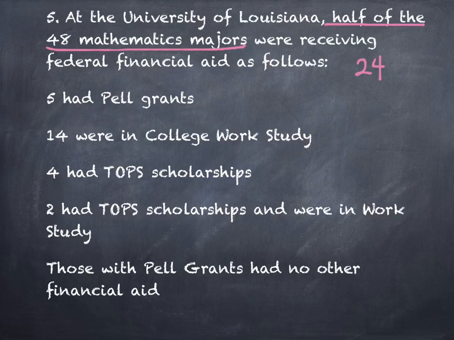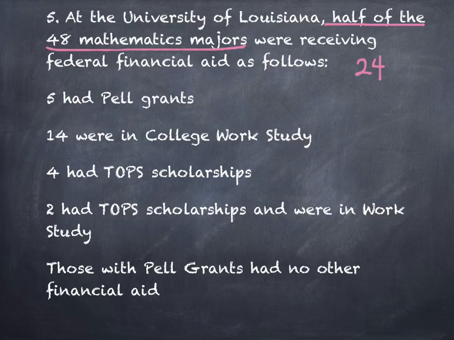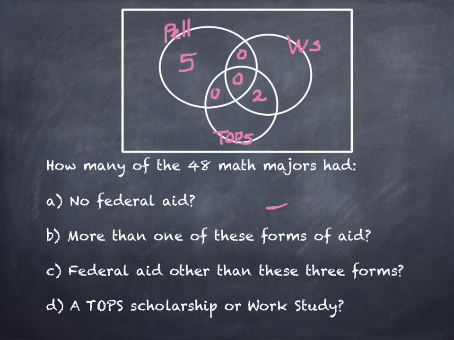All right, so looking back again, it says, well, we've got 14 in work study, but I've got several areas of my work study picture. I don't want to put that one in yet. 4 with top scholarships. Again, I've got several areas that 4 could go in. However, the one that says that there are 2 with top scholarships and in work study gives us good information. It tells us that there's a 2 right here because it's supposed to be in the work study and in tops. Now it says 4 have top scholarships, so there's 2 in top scholarships, which means there's 2 more out here.